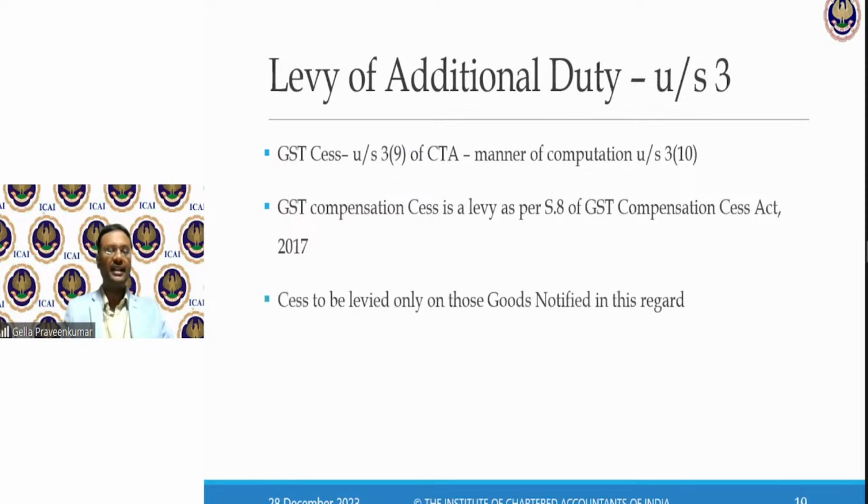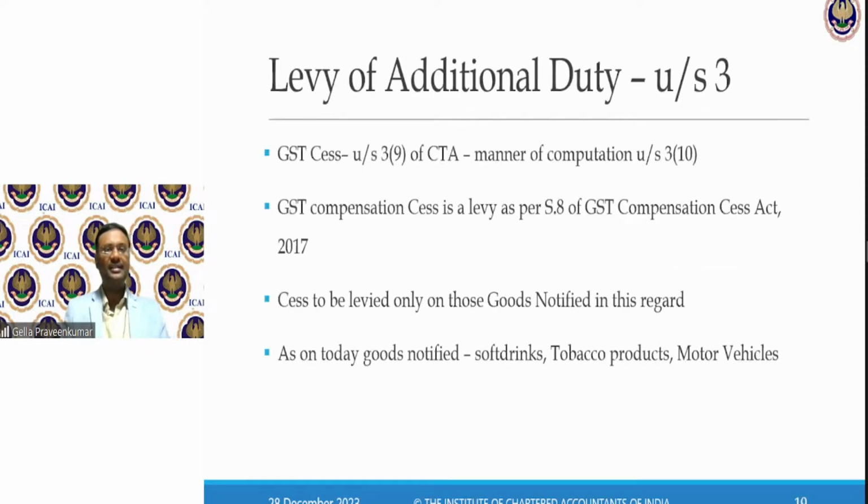Section 3, subsection 9, compensation cess. This compensation cess is similar to our IGST. Like we have the sin goods. What are those sin goods? Soft drinks, tobacco products, motor vehicle. So any of these high value items or sin goods, we pay compensation cess. What is a compensation cess?